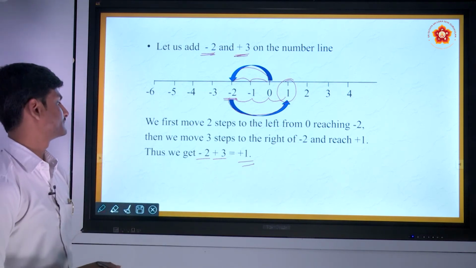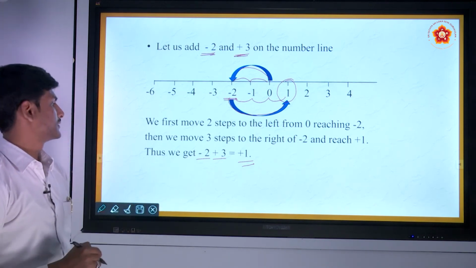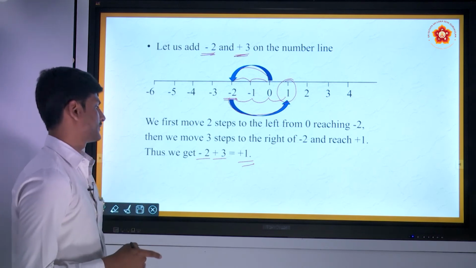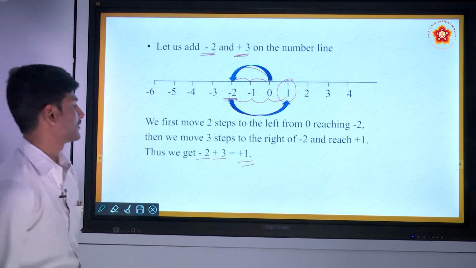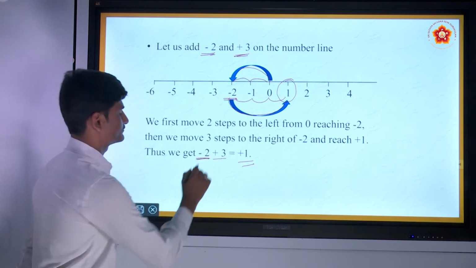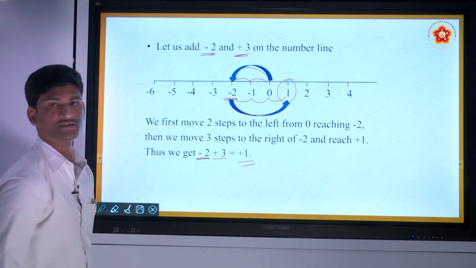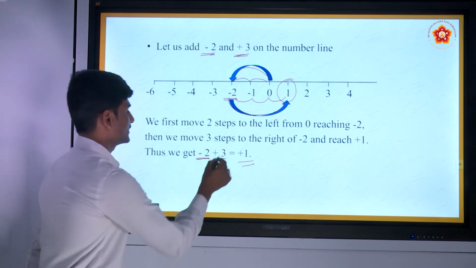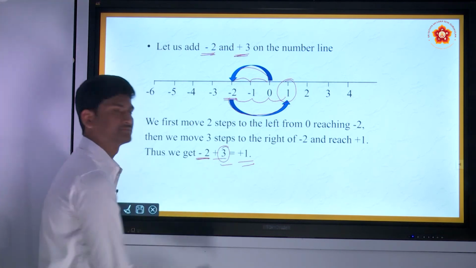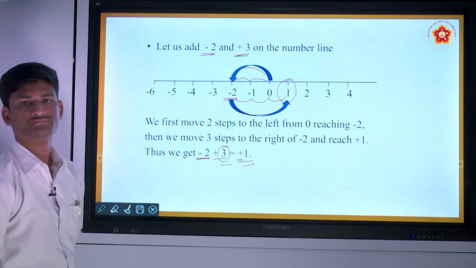When we have one negative integer and also one positive integer, we must subtract and the answer will take the greater number's sign, right? Minus 2 is a negative integer, plus 3 is a positive integer. Answer takes the greater number's sign. Which is greater? Plus 3 is greater, right? Greater number sign, plus 1, right?